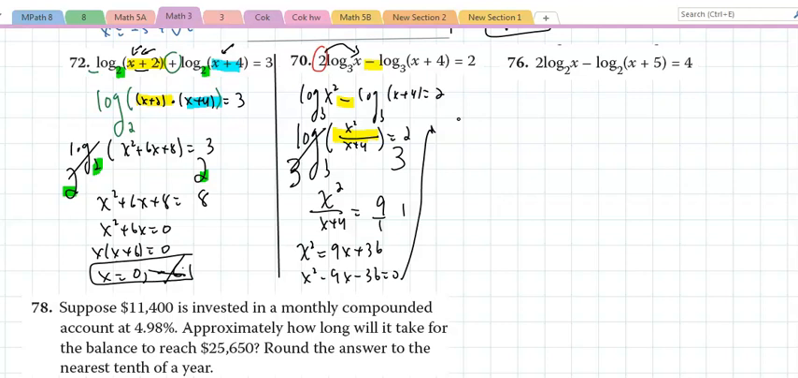36 has factors 9 and 4. They have to subtract, right? That doesn't work. 12 and 3 will work. If I take x minus 12 and an x plus 3. And if that wouldn't have worked, I would use the quadratic formula or complete the square. So we're saying x is either 12 or a negative 3.